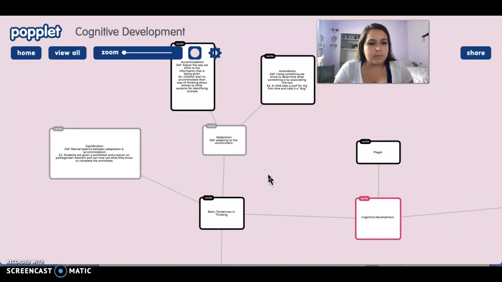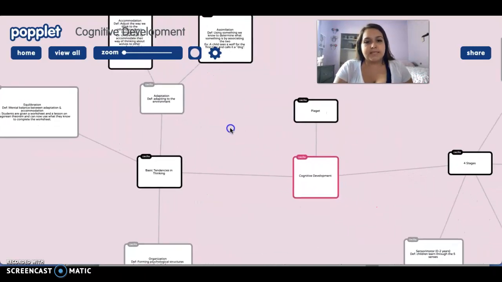Now we move on to equilibration. That's just the mental balance between assimilation and accommodation. An example here: students are given a worksheet and a lesson on the Pythagorean theorem and can now use what they know to complete the worksheet. Just equilibrium. Disequilibrium means that if they were given a worksheet without the lesson, they wouldn't be able to complete it because they had no lesson or past knowledge. So that's the basic tendencies in thinking.